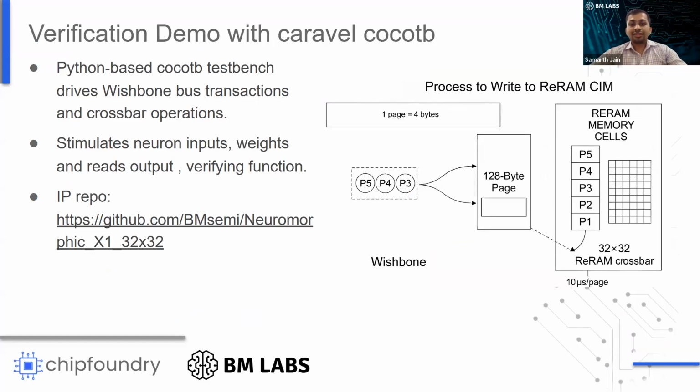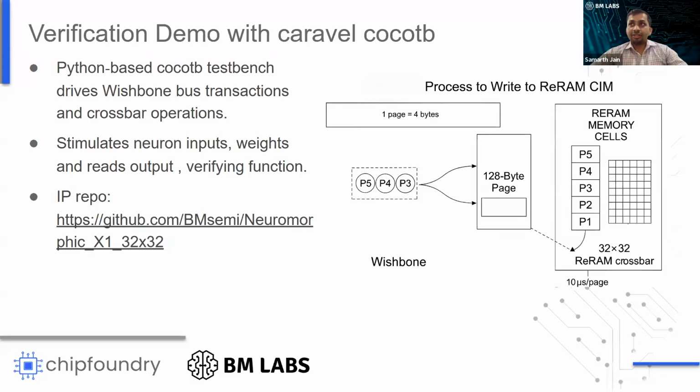So how do you get started, right? We provide a very easy integration roadmap: you can integrate our macro and verify it using open source tools like Caravel and Cocotb. You can perform RTL verification, then use OpenLane, and directly send it to tape out using Chip Foundry. The repo link is provided here, and I will be showing you how this can actually be done within minutes.